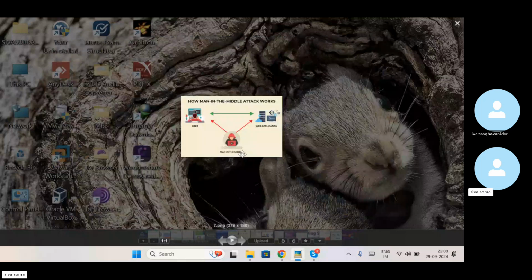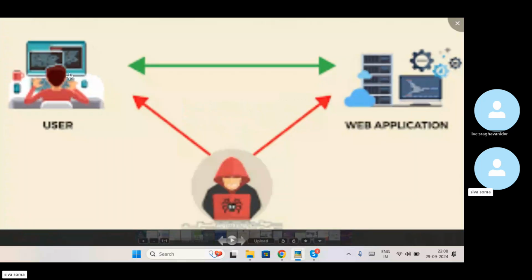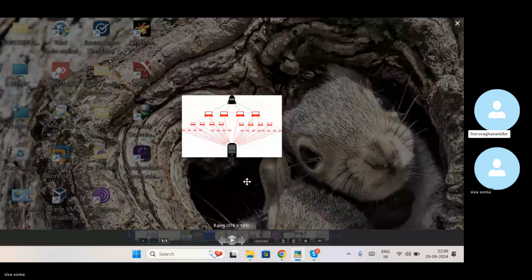One is we are going to discuss the man in the middle attack. Man in the middle attack means the user is communicating with a web application, and one hacker is capturing the conversation between the user and the web application. So the man is in between the user and server, that is called man in the middle attack, right?